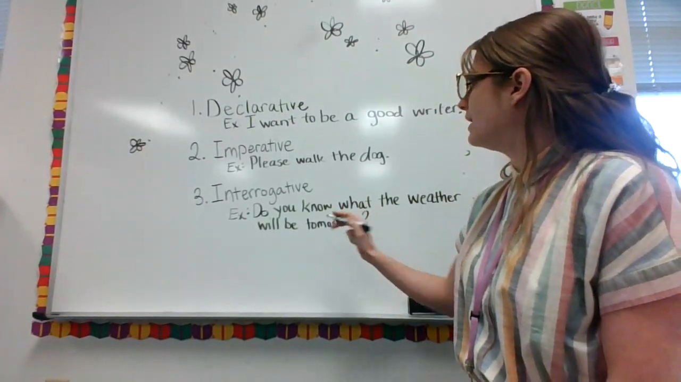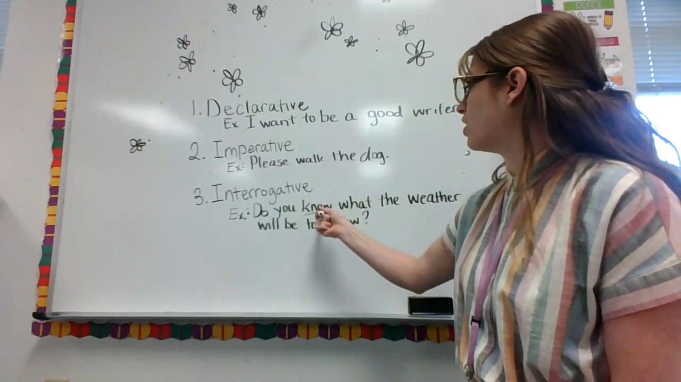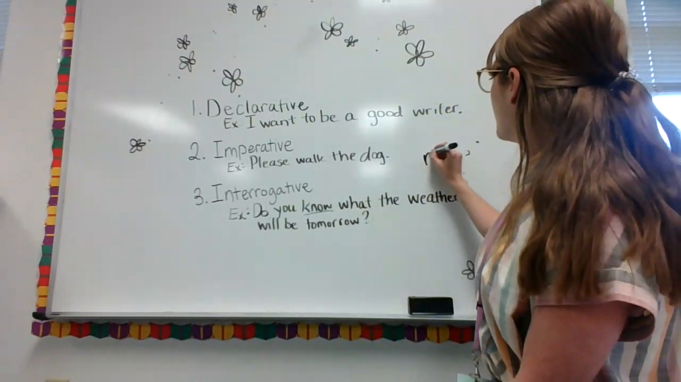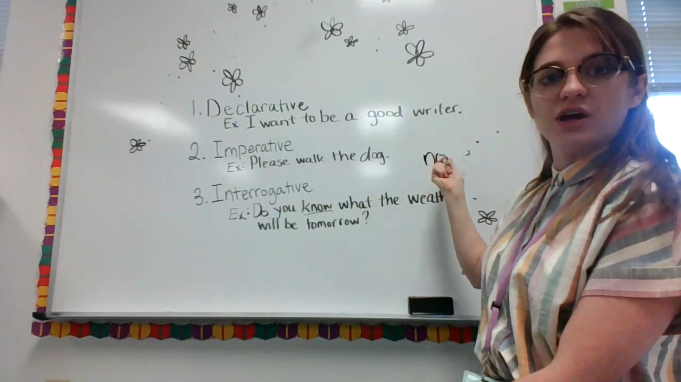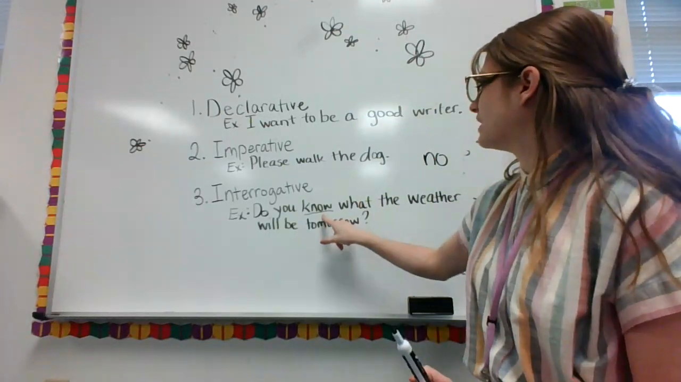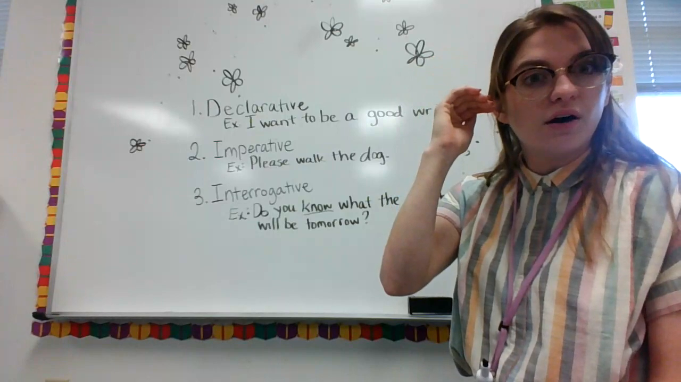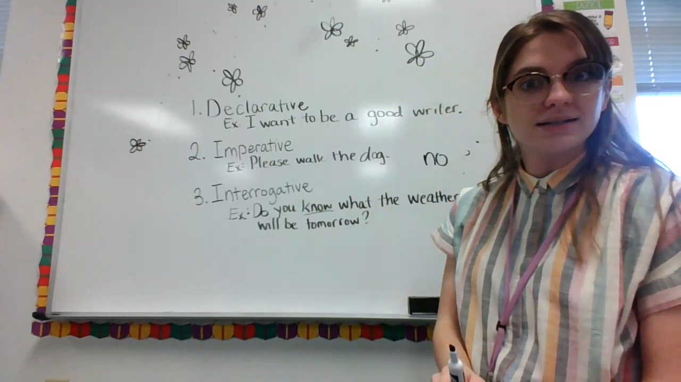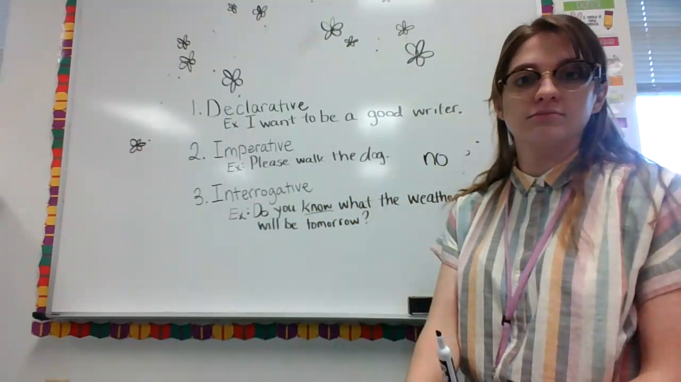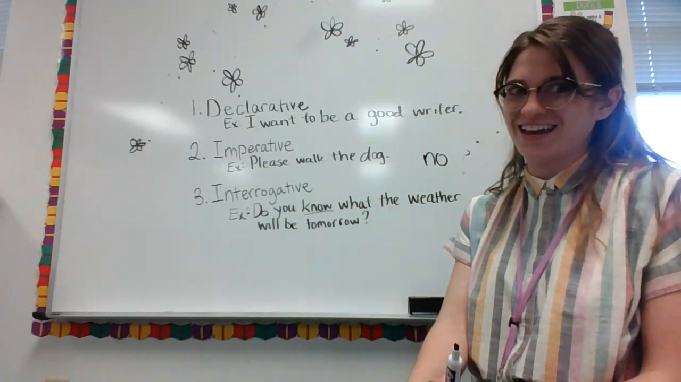Okay? Now, I want you to also take note of this word, know. I spelled it K-N-O-W. There's another way to spell the word no, and it's N-O. This kind of no means no, I don't want that. This kind of know is, do you know in your head? Is it something that you know? Is it information in your mind? Okay, so do you know what the weather will be tomorrow? We're not asking, no what the weather will be tomorrow? That wouldn't make any sense.